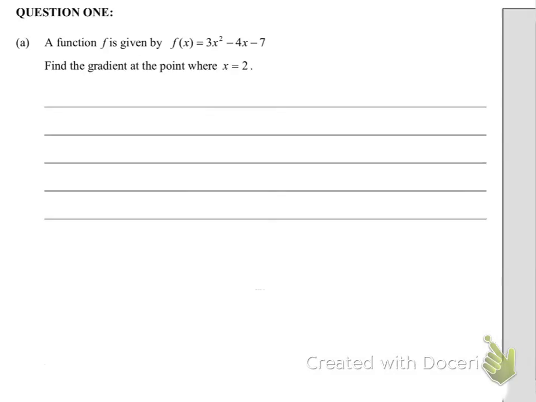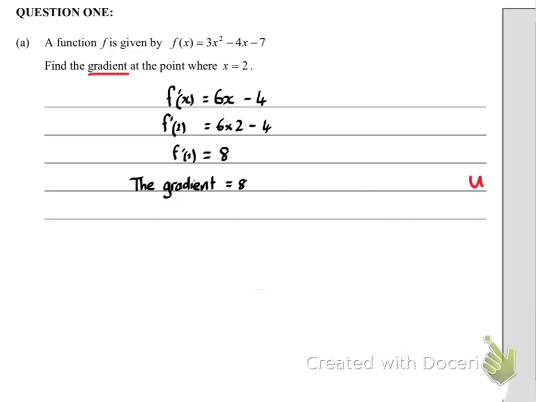Question 1. Well, here we're asked to find the gradient, so we're going to have to differentiate. Multiply by the power, reduce the power by 1. You're given information that x equals 2, so put 2 instead of x, and you find the gradient at 2 is 8.